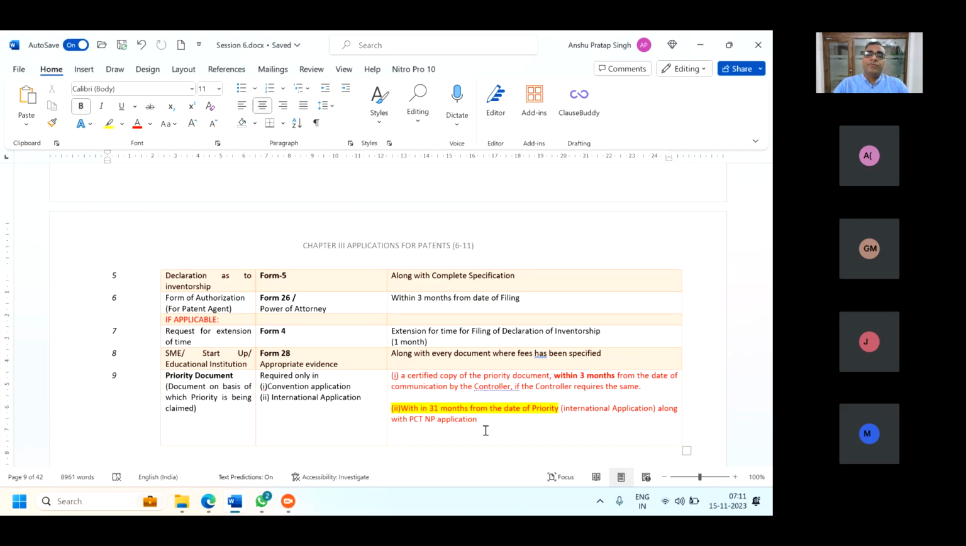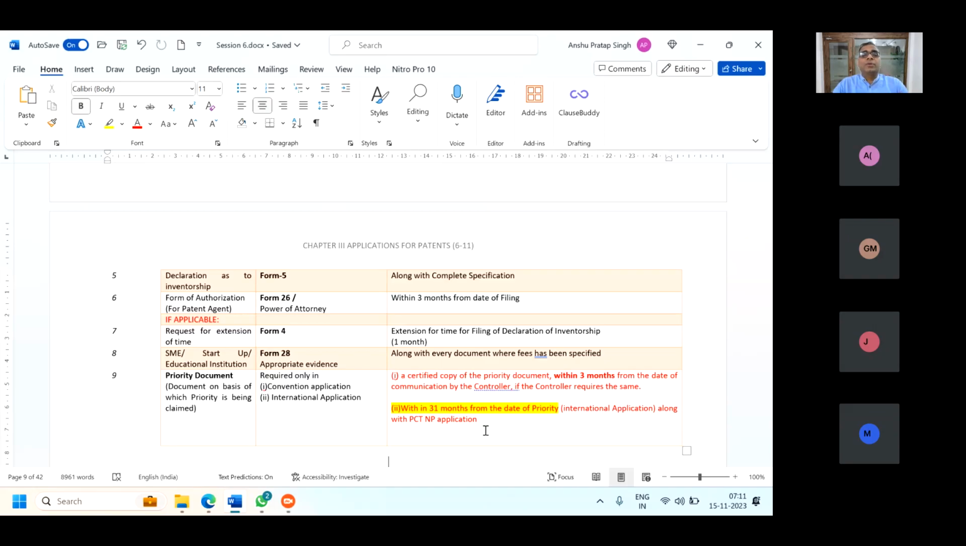Suppose you cannot file Form 5 along with the complete specification. Please note, Form 5 does not relate to the date of filing, but it talks about the complete specification. So if you are filing a provisional and later on a complete specification, Form 5 can be filed later.